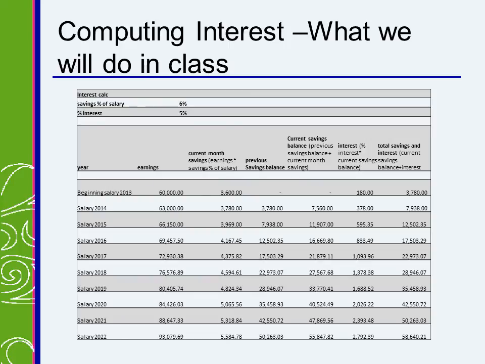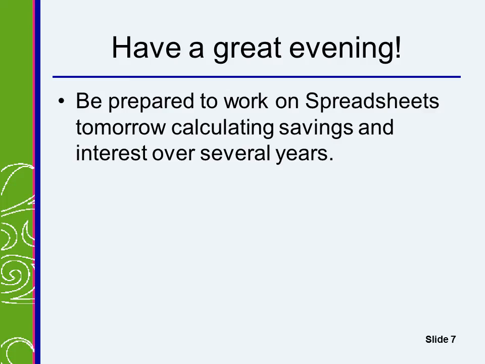We will be looking at a spreadsheet much like this in class tomorrow, where you will start with a salary earnings for a current month and have to add the previous balance and the interest, and get your total for each year. We will start it on Monday, and there will be one in your final exam project. So be prepared to do work on spreadsheets, maybe tomorrow, definitely on Monday, where we will calculate interest for savings over several years. See you in class tomorrow.